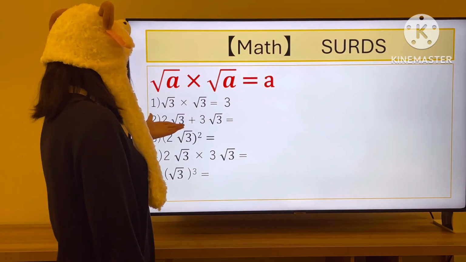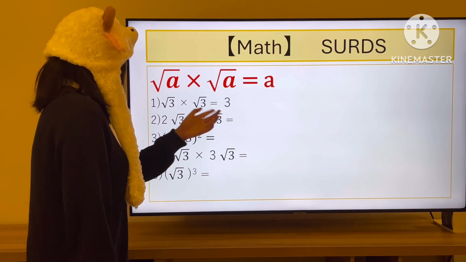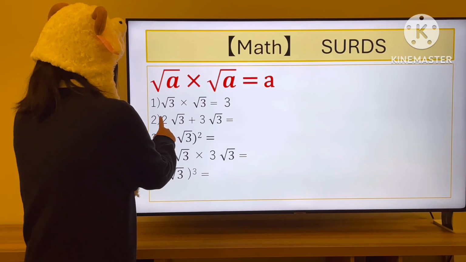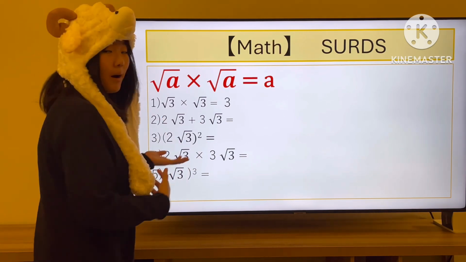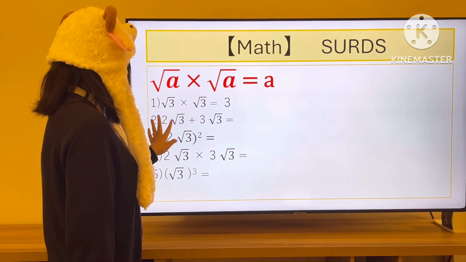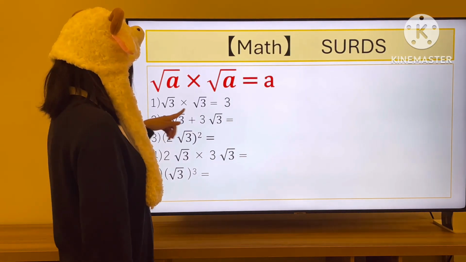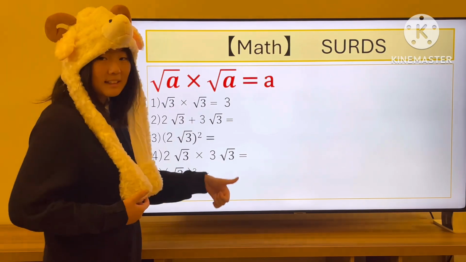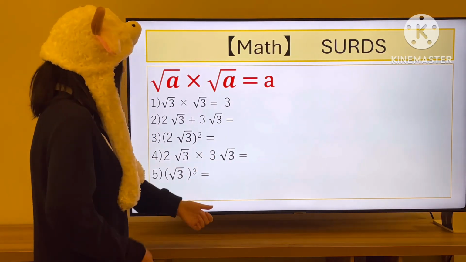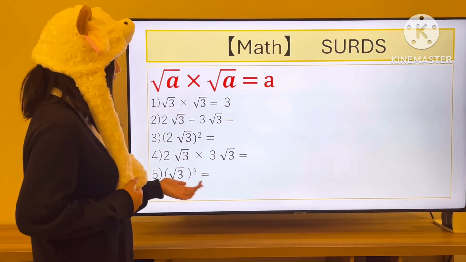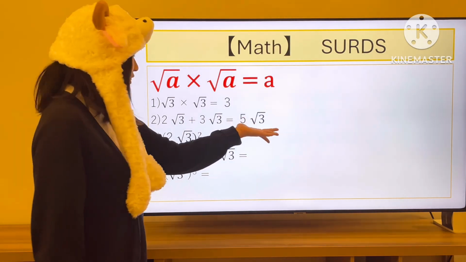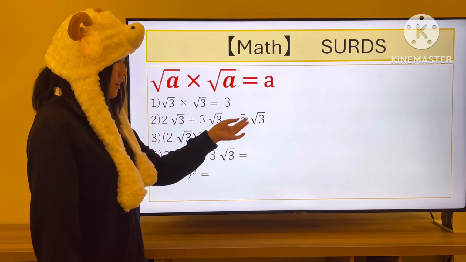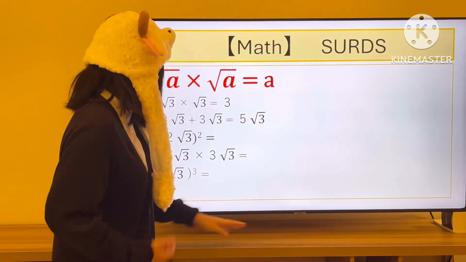If you have to add 2 roots together and they have the same number inside, and they have a number in front, that means that there is 2 root 3's and 3 root 3's. If you add them together, you have to think of them as x's. So if you add 2x and 3x, then it would obviously be 5x. So you have to think of these as x. So it would be 5 root 3.